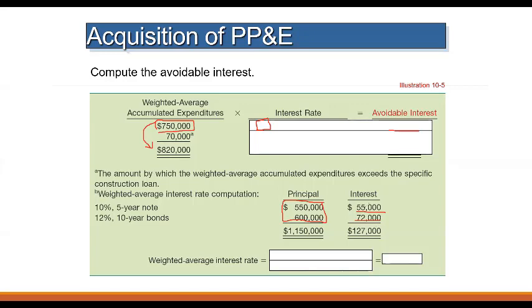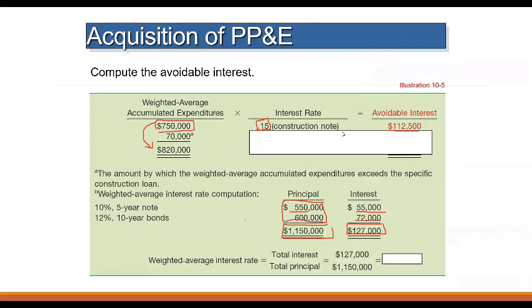127,000. From where did we get the 55,000? By multiplying the 550,000 by 10%. From where did we get the 72,000? Multiplying the 600,000 by the 12%. So I have total interest 127 and total loan 1,150,000. The weighted average interest is dividing the 127 by the 1,150. So the average interest is 11.04%. 11.04% as you can see here.